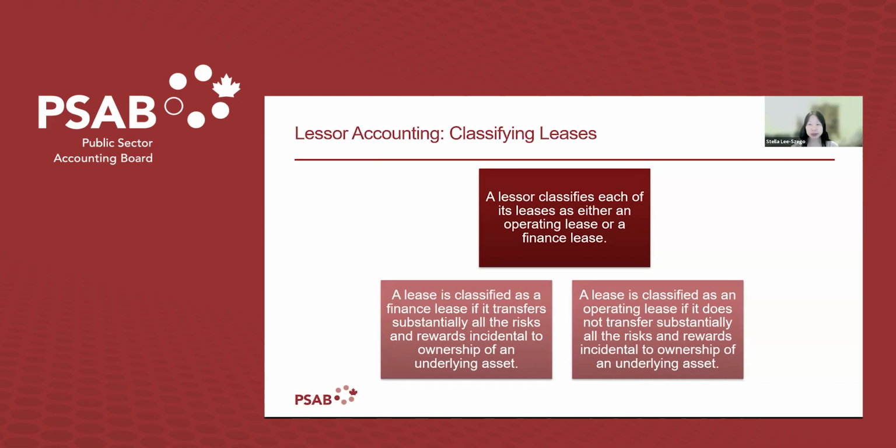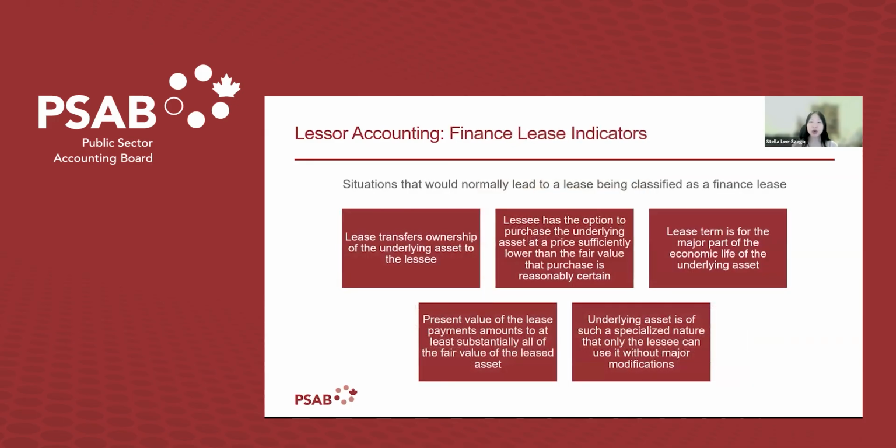With these two concepts in mind, a lease is classified as a finance lease if it transfers substantially all of the risks and rewards incidental to ownership of an underlying asset. When the lease does not transfer substantially all of the risks and rewards incidental to ownership of an underlying asset, then it is an operating lease. Whether a lease is a finance lease or an operating lease depends on the substance of the transaction rather than the form of the contract.